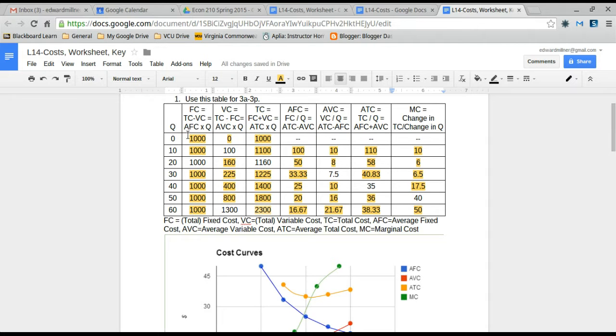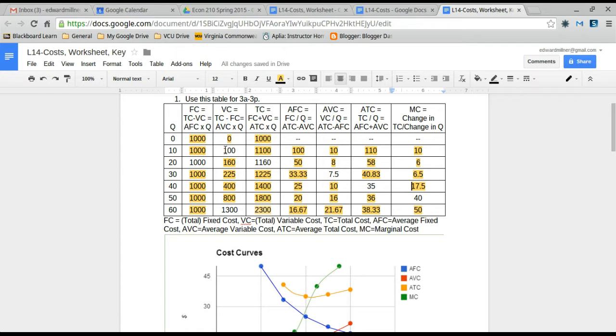The next question says, fill in the row for when quantity is equal to 0. Well, we know fixed cost is 1,000. We also know that variable cost is 0 when quantity is 0. Variable costs are costs that can be eliminated. If the firm is not going to produce anything, it will eliminate all of the costs it can and therefore cut variable cost to 0. Total cost is the sum of the two. 1,000 plus 0 is 1,000, and we're done for that row.